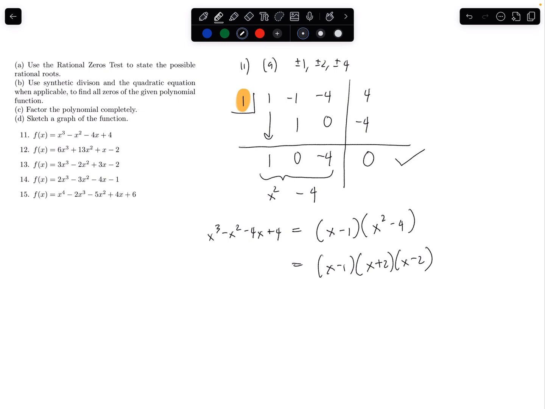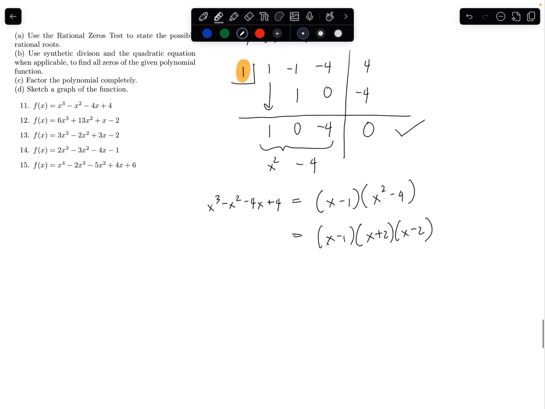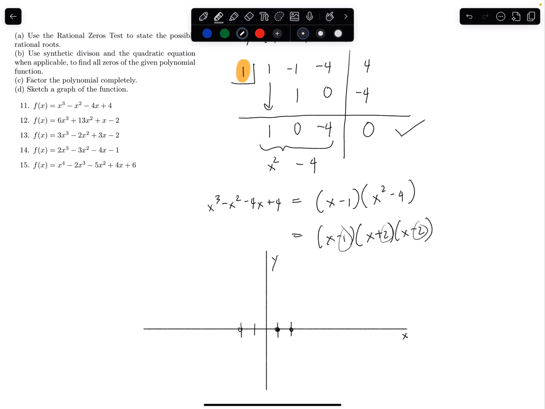Use synthetic division, quadratic equation, find the zeros. Okay. Factored, we did that. And then now sketch the graph. All right, so here's the graph. Okay, remember my process for graphing? I already have the x-intercepts, right? The zeros. Zeros are at 1, 2, and negative 2. So here's 1, 2, and negative 2.